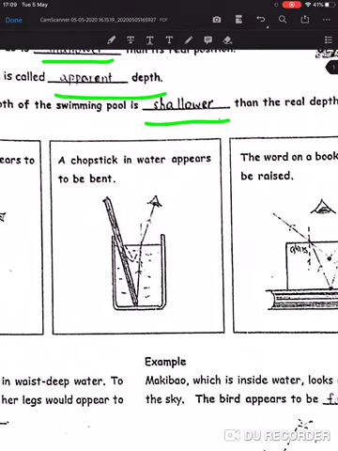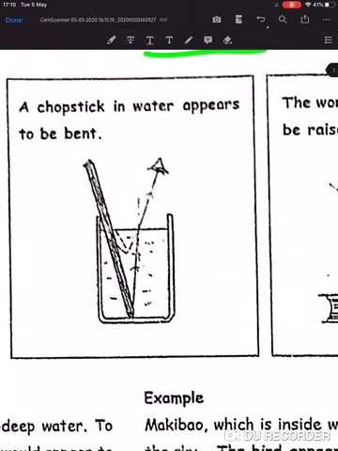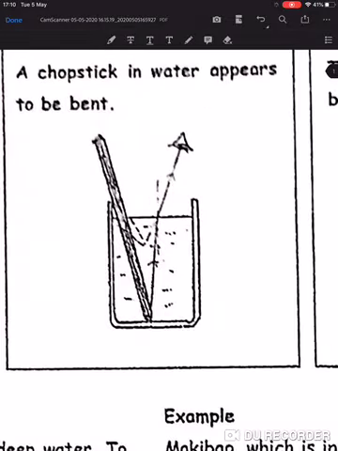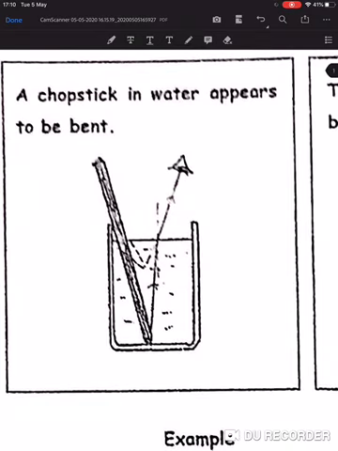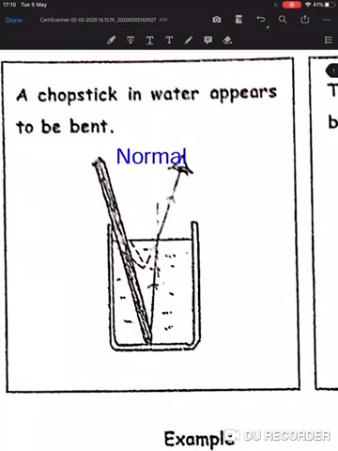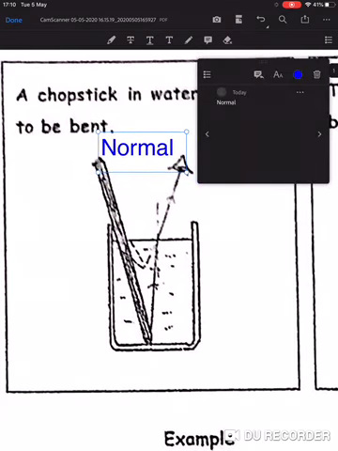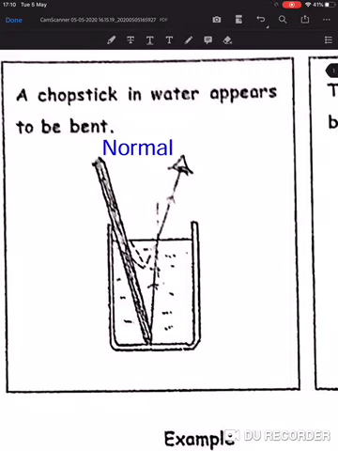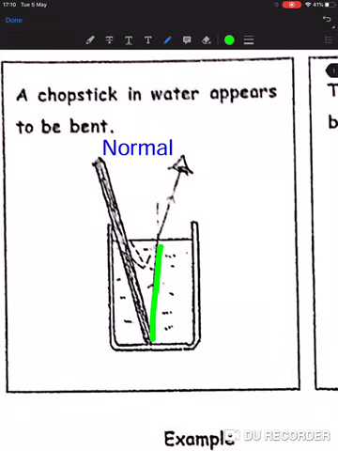And now, in the second example, this one I need to expand a little bit more because it's really hard to draw. Now in here, the first step is as normal, put in the normal again. So we put in the normal, and after that we do the solid line, from the bottom of the chopstick going up, and when it hits that water-air interface, it will bend away from it.